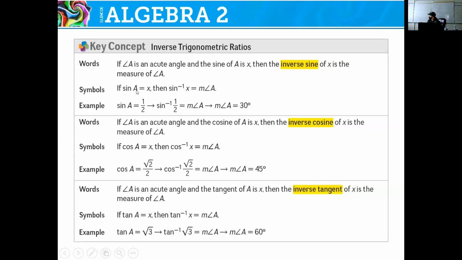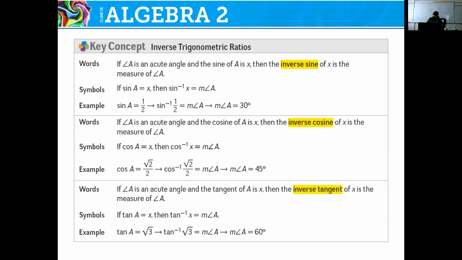So if sine of A, A being the degrees, is equal to x, x being the ratio, then the sine inverse of that ratio will give you the measure of angle A. Okay, and then you have a couple examples. It works the exact same way for each one, and this is all very calculator driven.